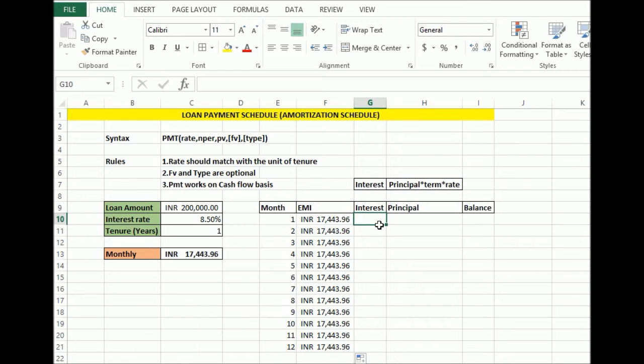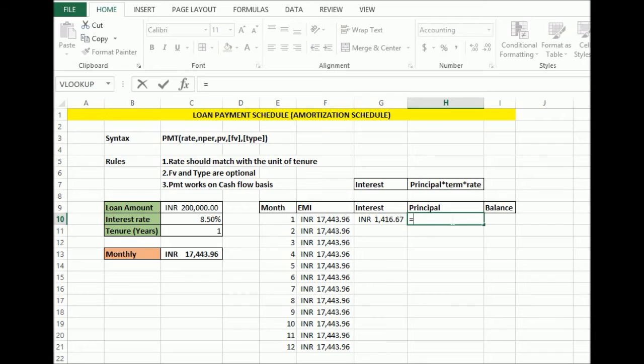For interest, I am going to use the formula principal multiplied by term multiplied by rate. So for the first month, my principal will be the loan amount. Term is for 1 month, so it is considered as 1, and rate is this, which is divided by 12 for a monthly payment. And principal is the difference between the EMI and the interest. The balance will be the loan amount minus the principal.